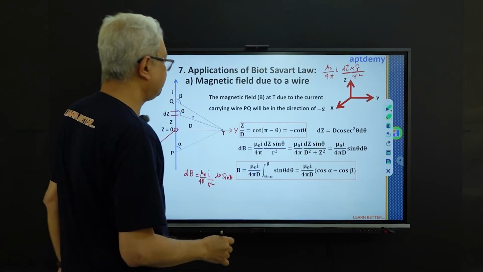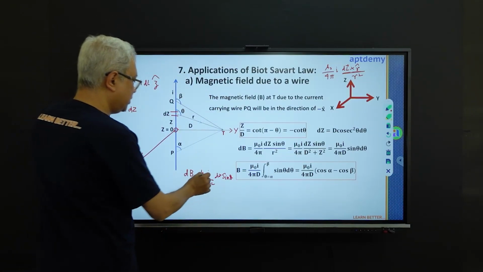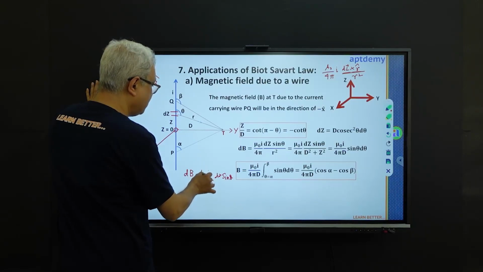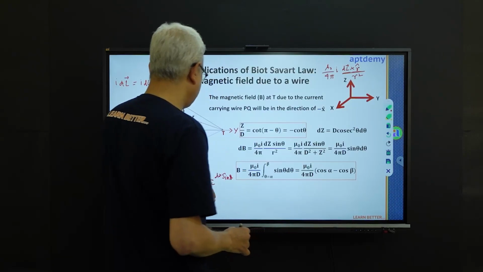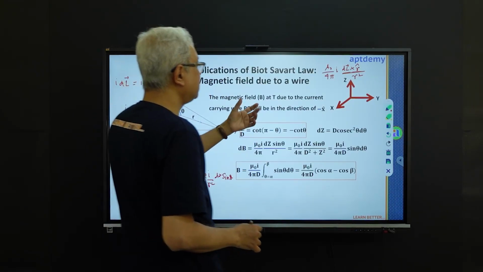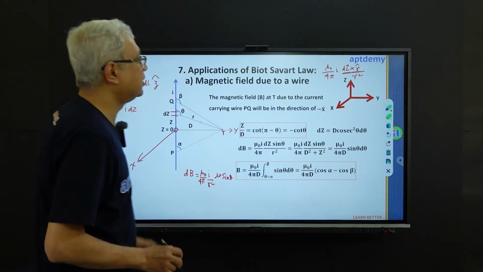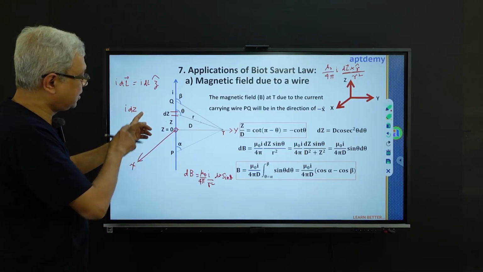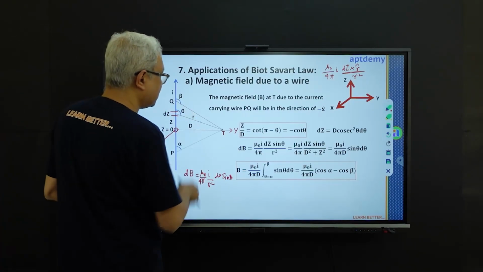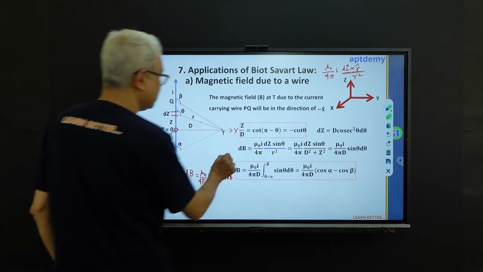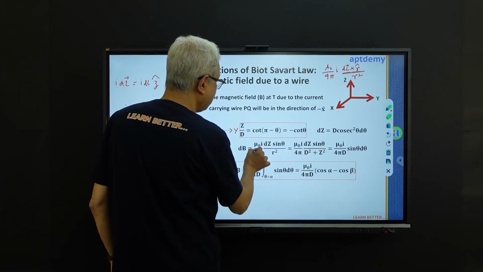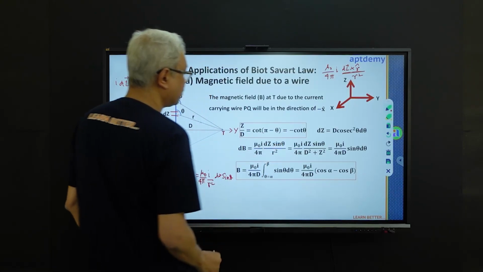So this is μ₀/4π I / r² dz sin θ. Dl is dz in this case, and the angle between dz and the r vector is θ. So dB equals μ₀ I / 4π times dz sin θ / r².